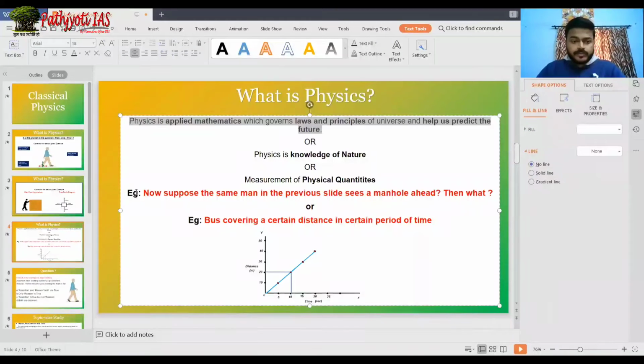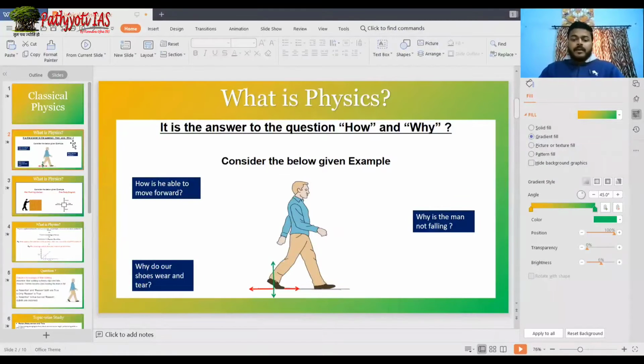Okay. So let us understand this definition through the first example. Let us come back to this example once again. Now suppose the man is walking and suddenly he sees that there's a manhole ahead. His reaction time is somewhere around 2 to 3 seconds. Now he sees a manhole, and suppose he is walking at the speed of 2 kilometers per hour or 1 kilometer per hour, whatever it is. Now he sees a manhole ahead.